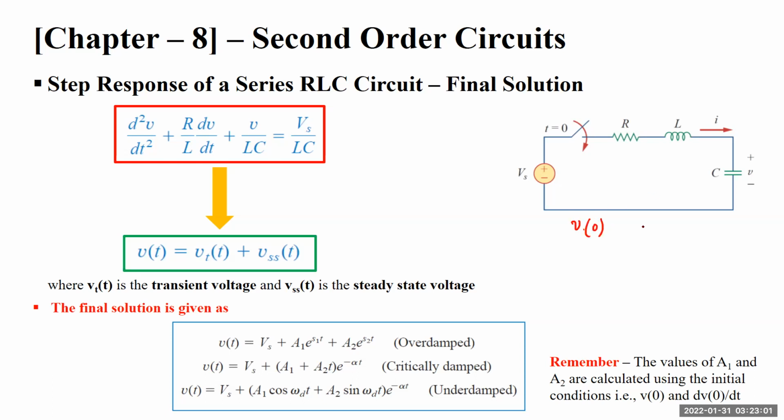Specifically in this case, we need these two initial conditions to solve completely for the values of A1 and A2. Similarly, in case we are given a parallel RLC circuit, we'll require the initial conditions for current, both I of 0 and di by dt at time t equals 0, just as we saw in our previous lectures on source-free series and parallel RLC circuits. So now let's solve an example and see how this is done.